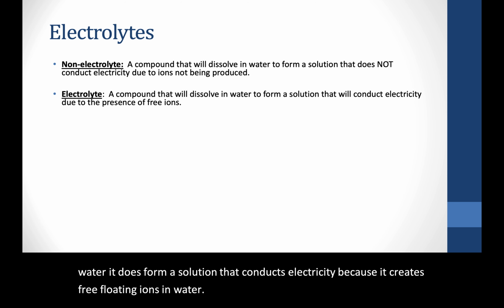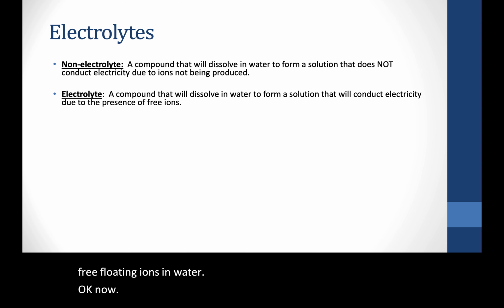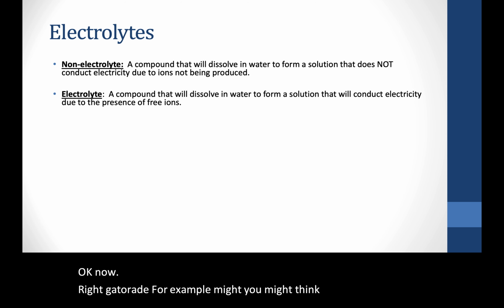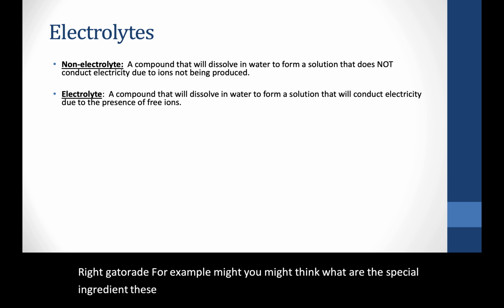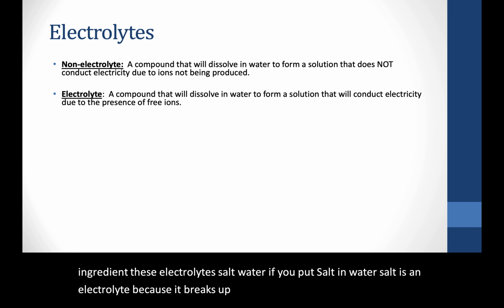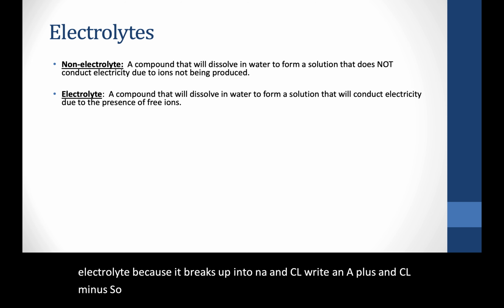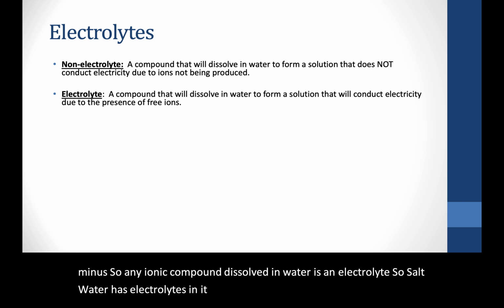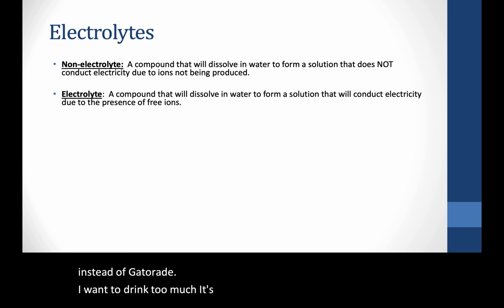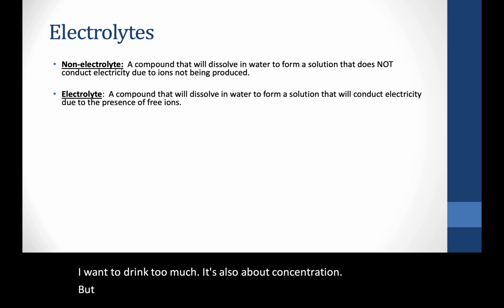Okay, now, right, Gatorade, for example, you might think, oh, what are the special ingredients, these electrolytes? Salt water. If you put salt in water, salt is an electrolyte because it breaks up into Na and Cl, right? Na+ and Cl-. So any ionic compound dissolved in water is an electrolyte. So salt water has electrolytes in it, right? Don't drink that instead of Gatorade, right? Because you don't want to drink too much, right? It's also about concentration. But really, any dissolved ions in water counts as an electrolyte.